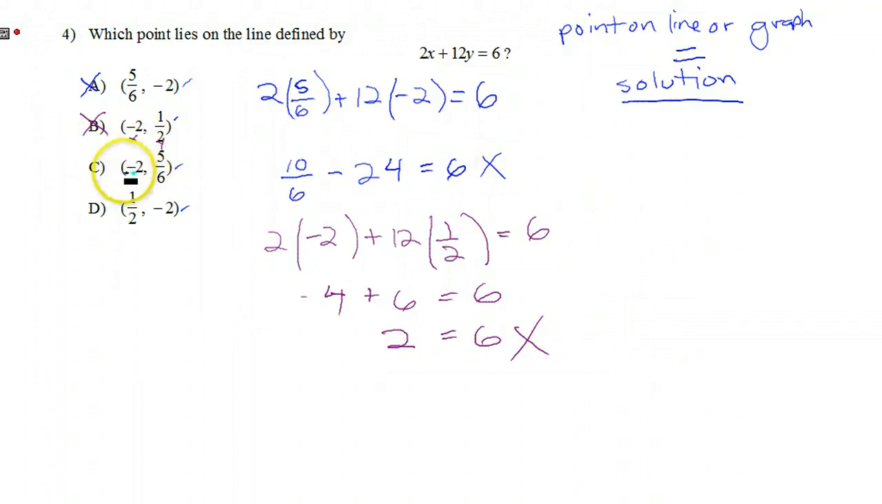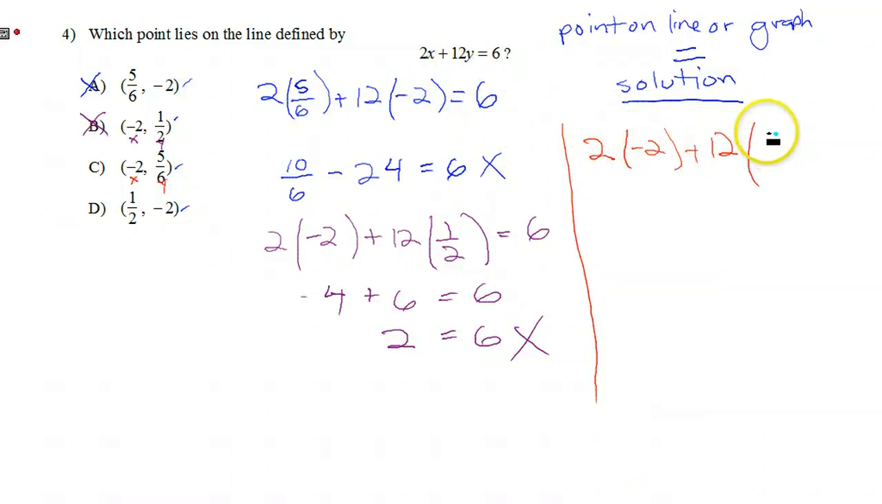So let's try plugging in negative 2 for x and 5 over 6 for y. So I get 2 times negative 2 plus 12 times 5 over 6. And let's see if it equals 6. Now plugging this in, I get negative 4. And here, we can multiply and divide, or again, it doesn't matter the order, multiplication and division, you can do them at the same time. So I'm actually going to divide, then multiply. So 12 divided by 6 is 2, times 5 is 10.